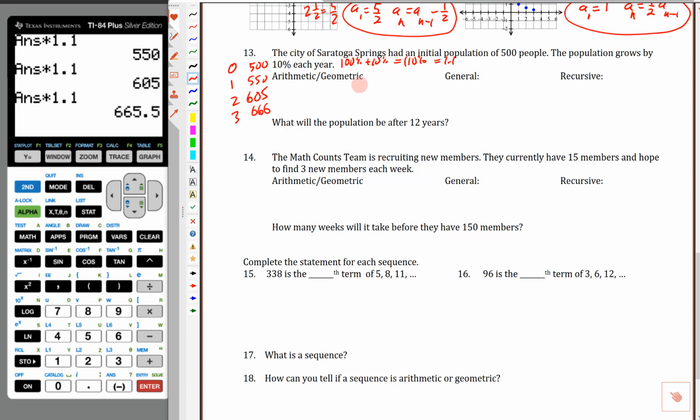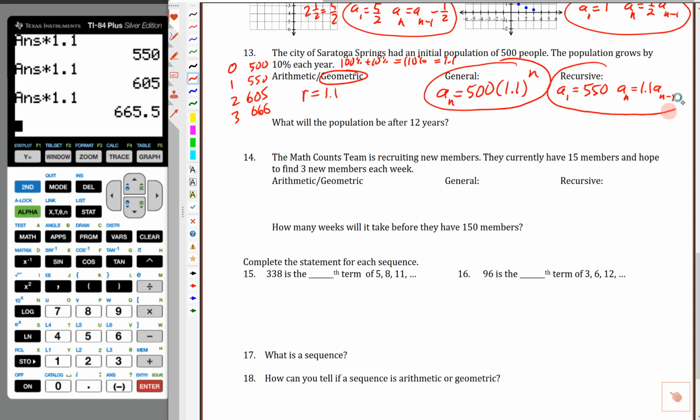So this is definitely geometric, and the common ratio in this case is 1.1. So the general formula would be a sub n is equal to, remember, we take that initial value, not the first term in the sequence, not after 1 year, but the initial value. So that's going to be 500, and then the base is going to be 1.1 for the common ratio, and then we're going to raise that to the n. So there's our general formula on this one. In recursive, we write down what's the population after 1 year, so that's going to be 550. And then any year can be got by taking the common ratio of 1.1 and multiplying it by the year before that. So there's our recursive formula.